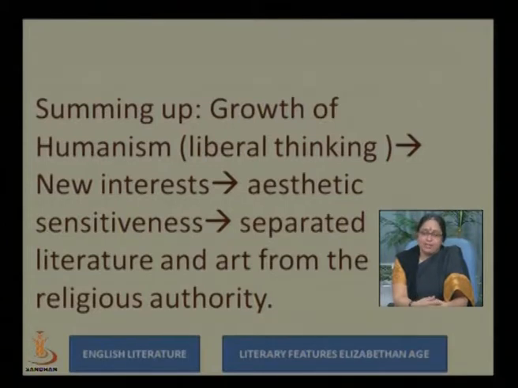So when there is freedom, there are new ideas, new subjects which are being discussed and written about. New interests, people were allowed. They did not have to stick to the classical mode or classical rules. They were free to express their thoughts and experiences in words as simple as they could. Aesthetic sensitiveness is something which came about as a result of humanism, as a result of the free thoughts being expressed. It separated literature and art from the religious authority.